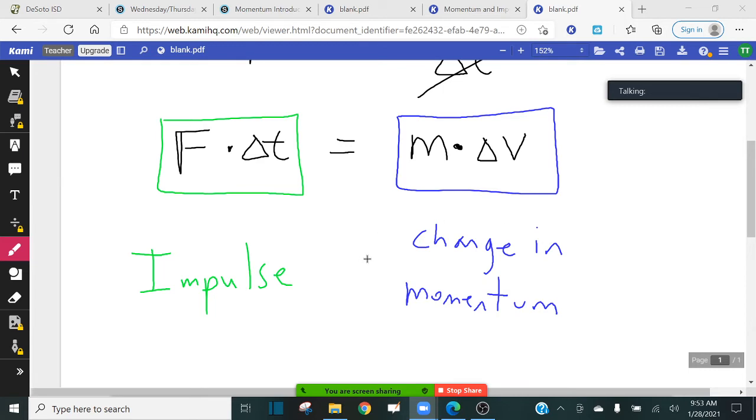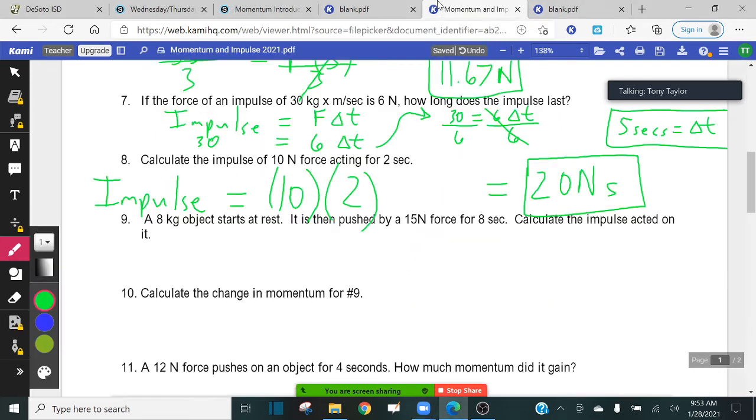Now that we know that, let's go back to this worksheet here, and let us complete these last few problems. Let's finish this up. Number 9 says an 8-kilogram object starts at rest. It is then pushed by a 15 Newton force for 8 seconds. Calculate the impulse acting on the object.